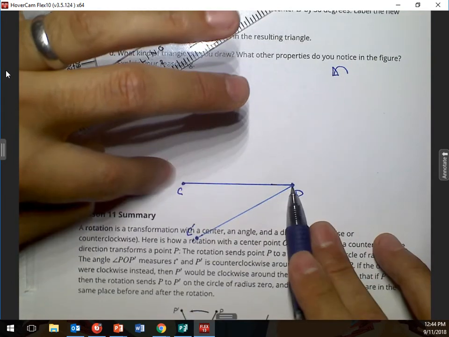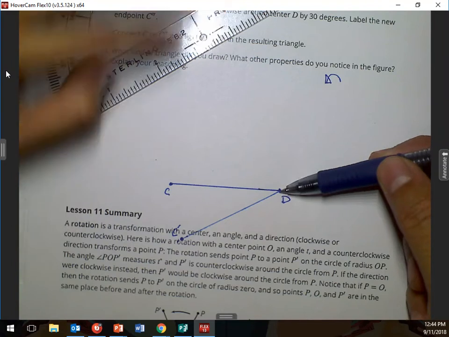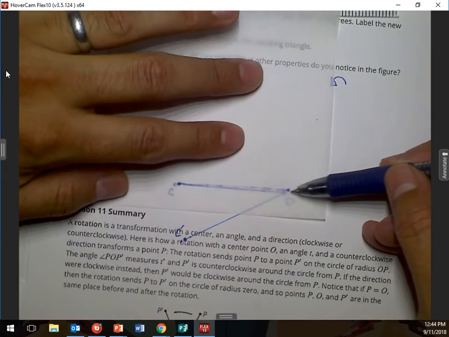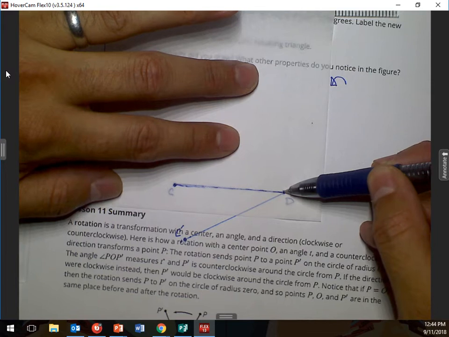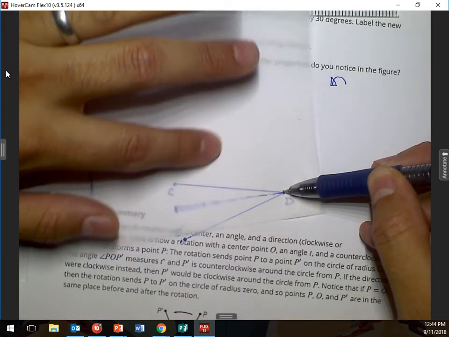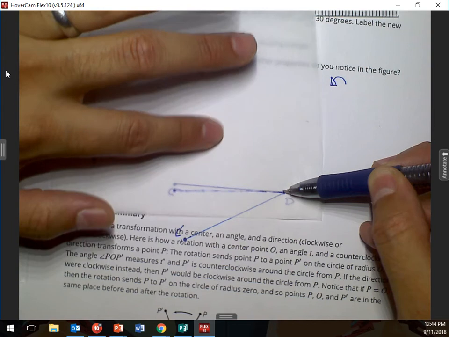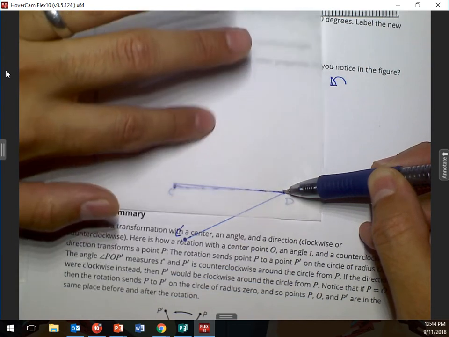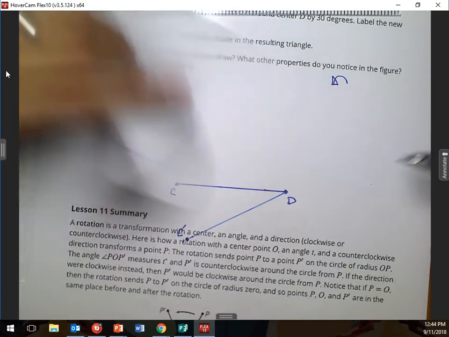So D is where it's rotating around. That's where I held my pen. That's where I actually held this when I turned the paper, right? So I held this when I turned the paper and I rotated like that, to the left. Just like that. This is how we do it.